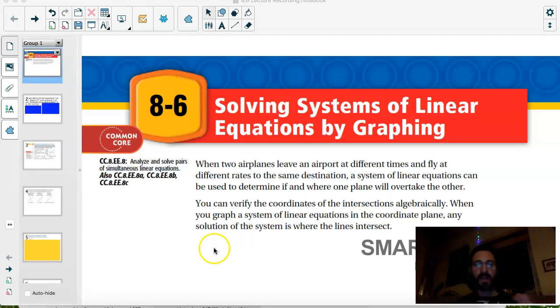But for right now, let's just read along for a second. You can verify the coordinates of the intersection algebraically. Right? When you have two equations, when you have two situations, and the example they give you in the textbook is airplanes. I'm going to give you a different example in just a moment. The idea is where these lines cross is a solution to both, right? So let's just jump into an example and I'll show you what I mean.